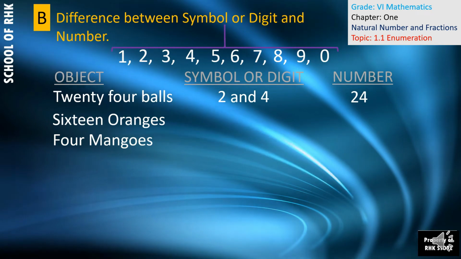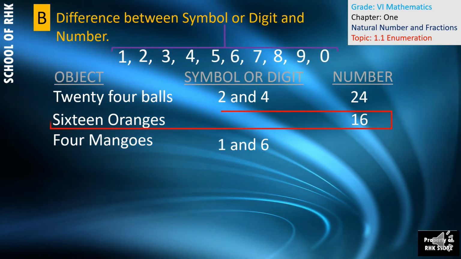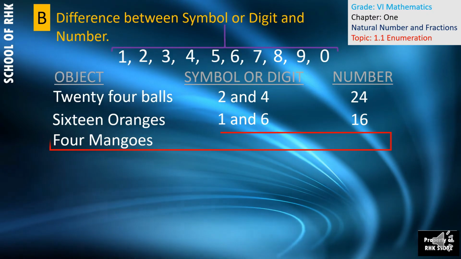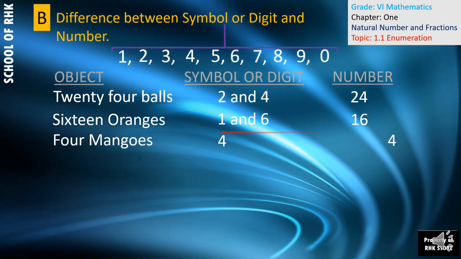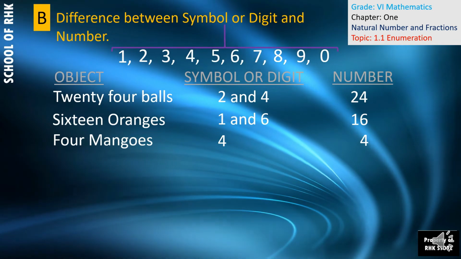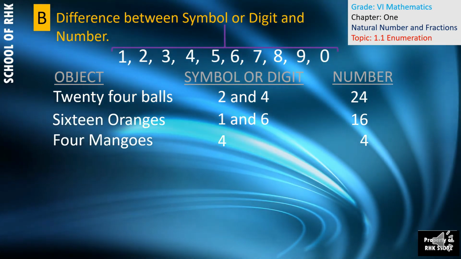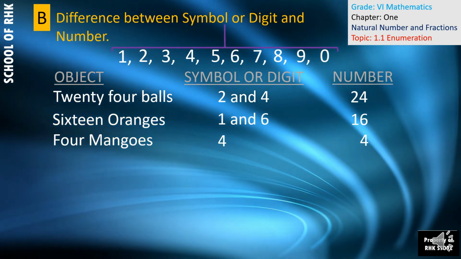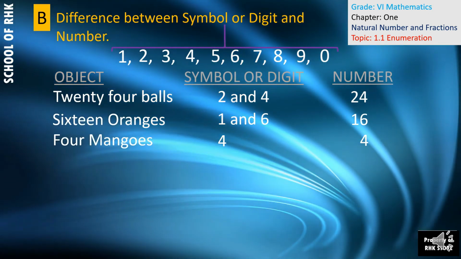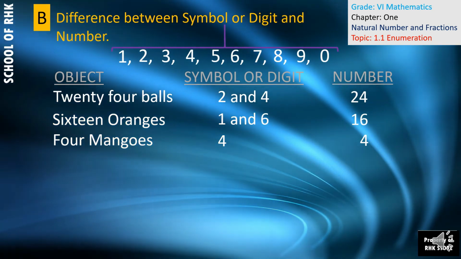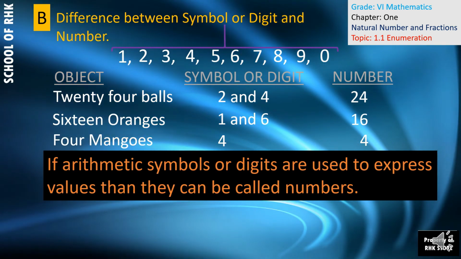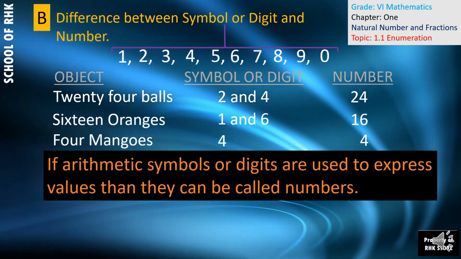We can write 16 oranges using 1 and 6 symbols. And using 4 symbol, we can express 4 for the numeric value of 4 mangoes. Whenever we express the value of a subject or an object using a symbol or digit, it is then called a number. So, if arithmetic symbols or digits are used to express values, they can be called numbers.